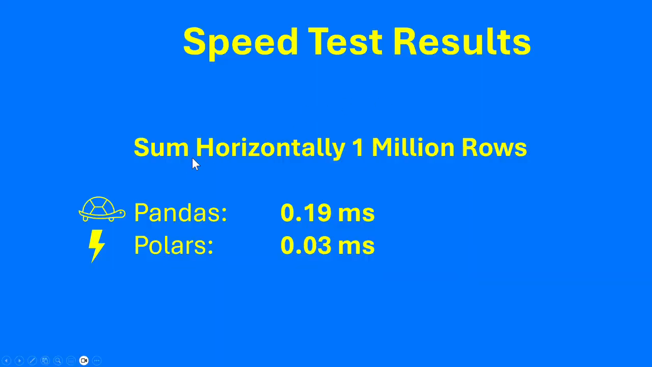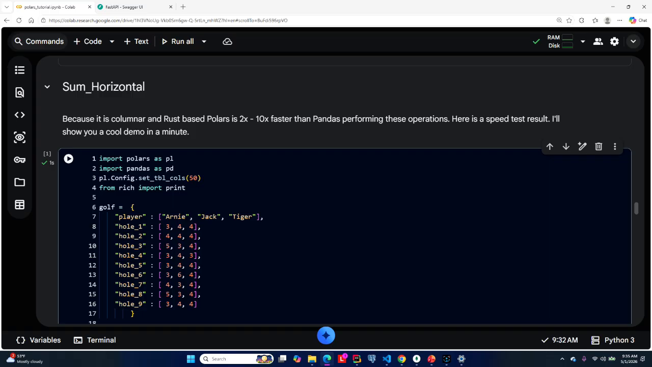So I summed a million rows horizontally, 20 columns. Pandas did it in 0.19 milliseconds. Turtle. Polars did it in 0.03 milliseconds. So that's more than 6 times faster in that test alone. So lightning. I'll show you a really cool demo in a minute. First, I want to introduce you to the sum horizontal function itself.